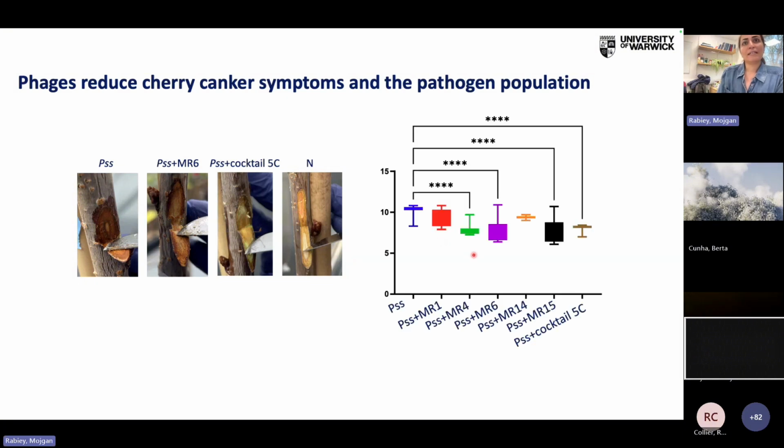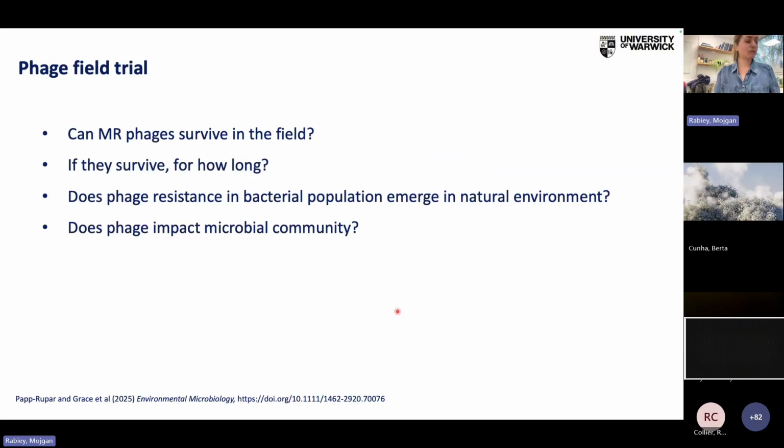Also, if you look at the bacterial population count, all of the phage treatments reduce the bacterial population significantly. So with this in mind, we have done all these experiments in the glasshouse or in the lab, where our conditions favor the pathogens, and we have the temperatures, we have humidity and everything that we control. However, when we go to the field, everything is different. The temperature, humidity, rain, wind, microbial community, and everything is different.